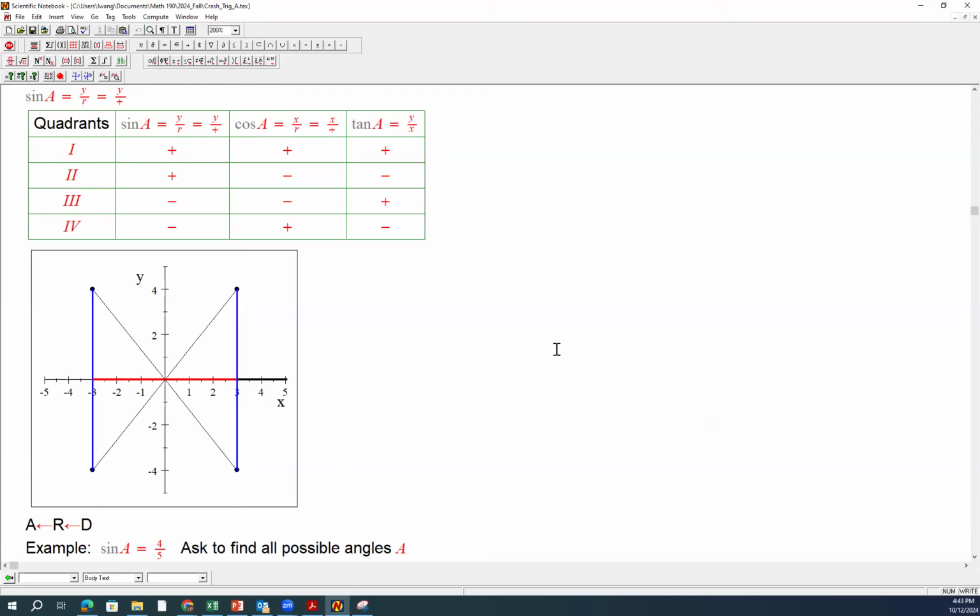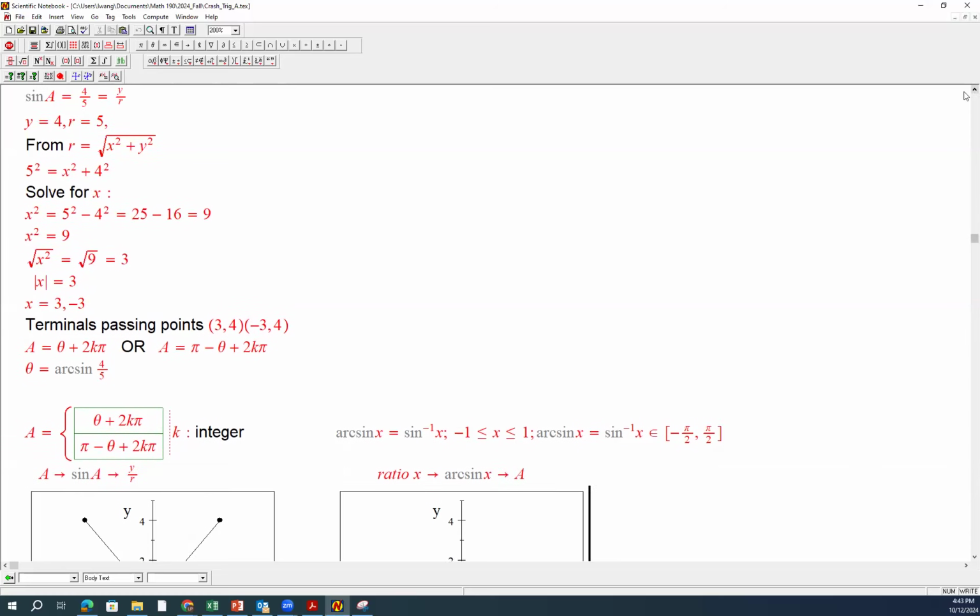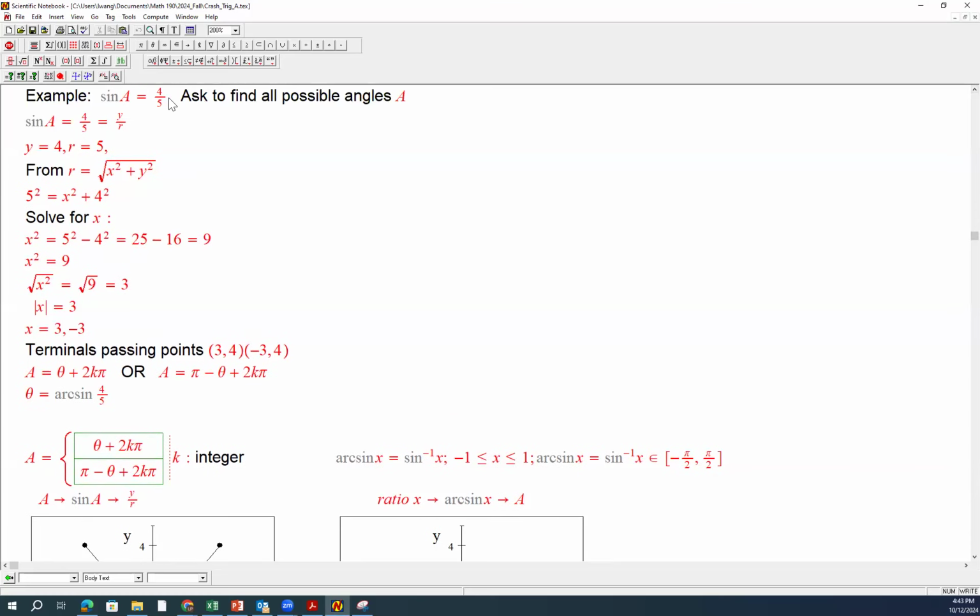So let's go back to see what we've done. D to A, we know the ratio and we want to find angle, right? So we go by definition, we figure out y over r is y is 4, r is 5. Okay, and then we find the x's and we decide, okay, there will be two terminals, right? So that's the first example.